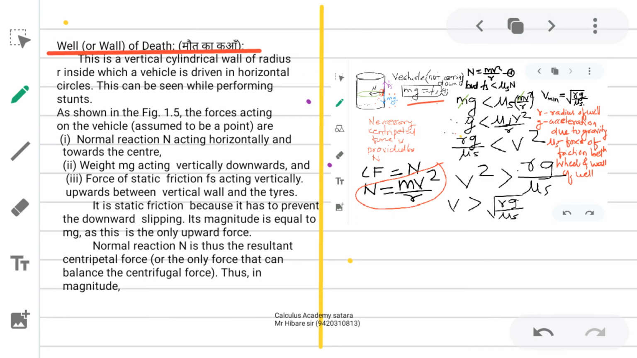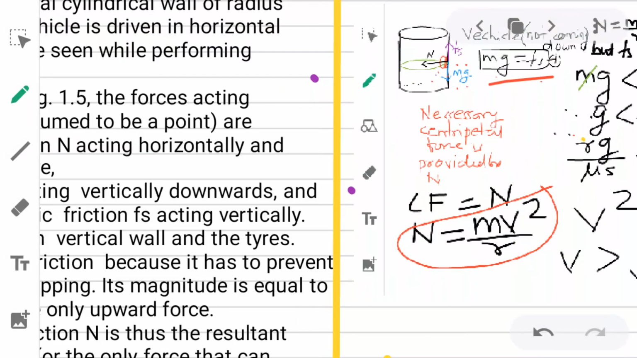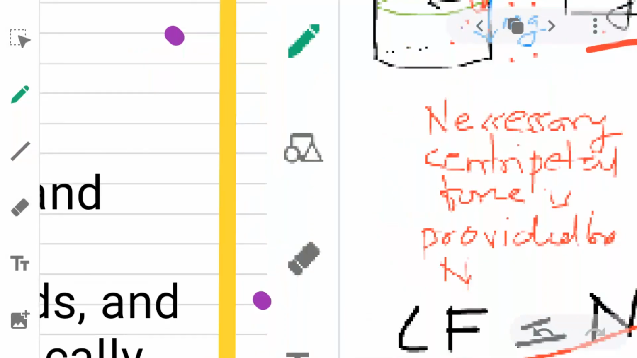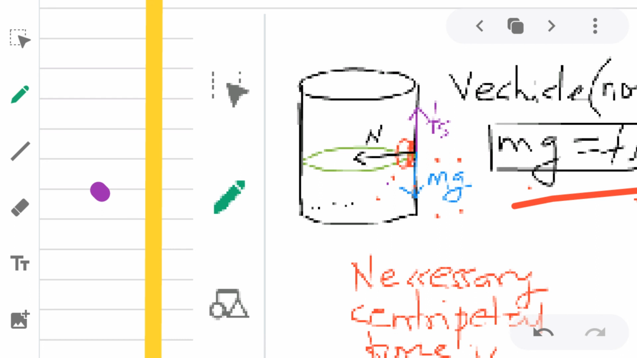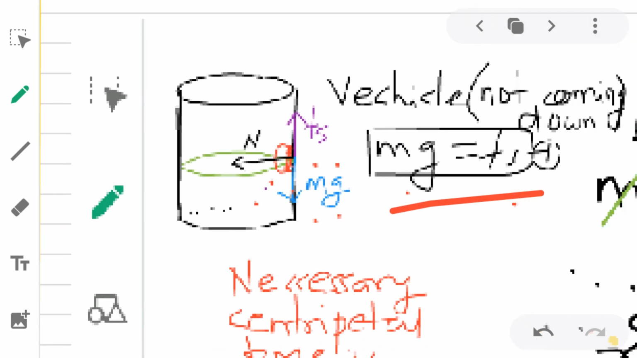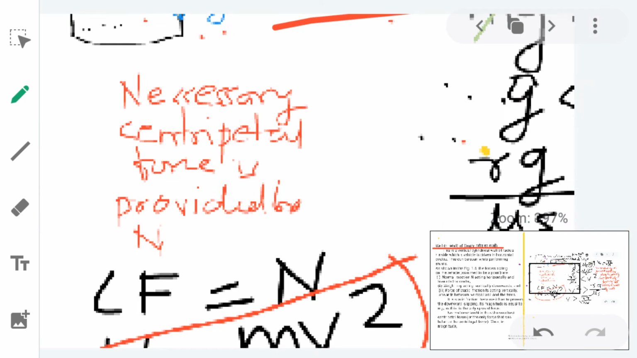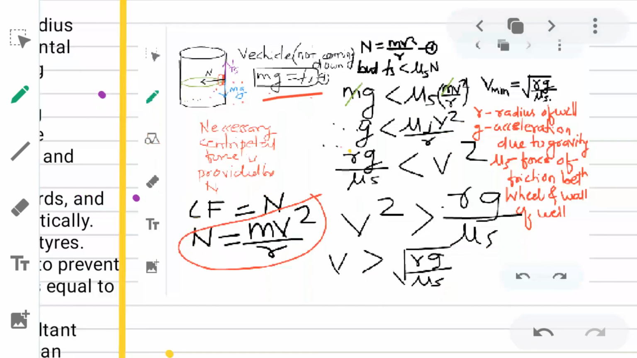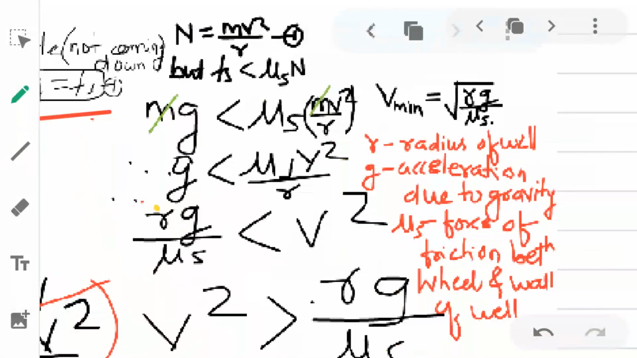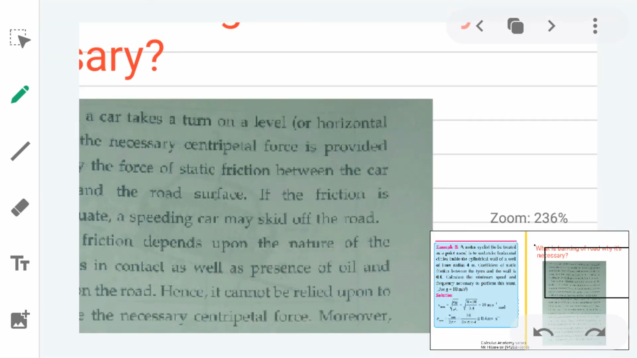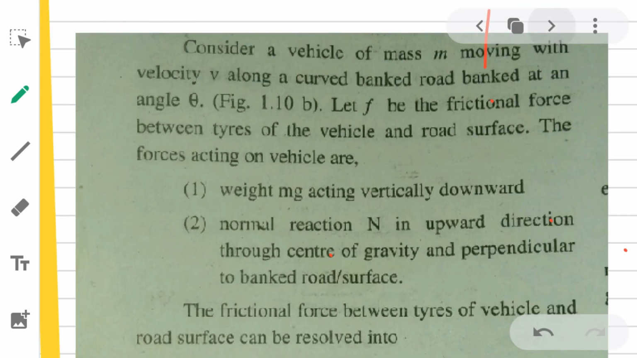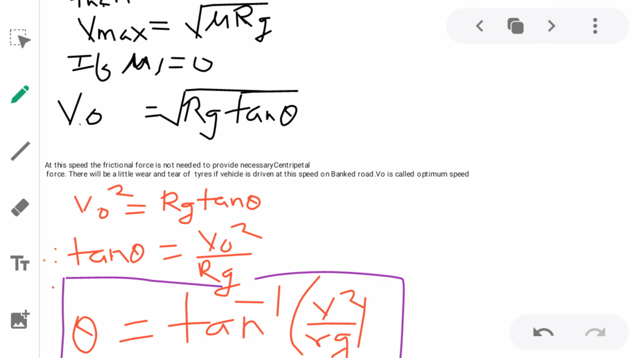Now the wall of death. Here the normal reaction, the force of friction and mg act. The rider is not slipping down, which means Fs is balanced by mg, and n gives the necessary centripetal force. When we do this, the minimum speed required is under root rg upon mu s. Banking is necessary because only frictional force is not sufficient.